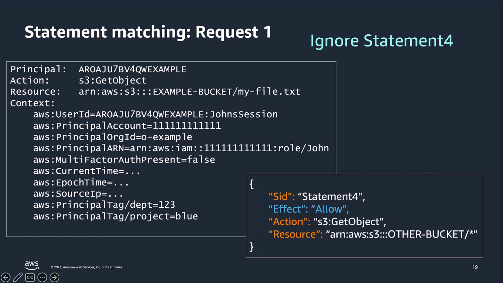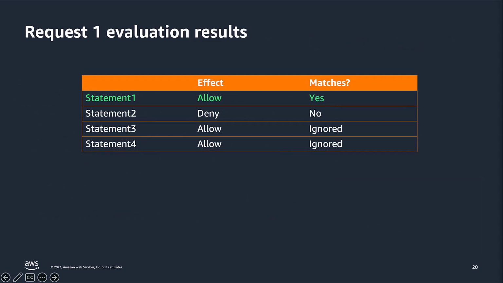And statement 4 is the same way. Again, another allow statement, and we don't need to look at it, so we'll ignore statement 4. So to determine the result of the evaluation, we only need to look at the statements that match. And for this request, only statement 1 matched our authorization context, and the effect for statement 1 was allow, so we can say that the request is allowed.